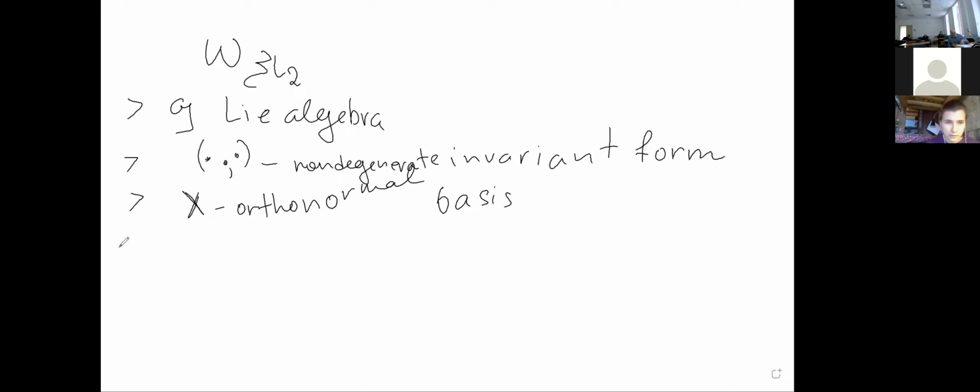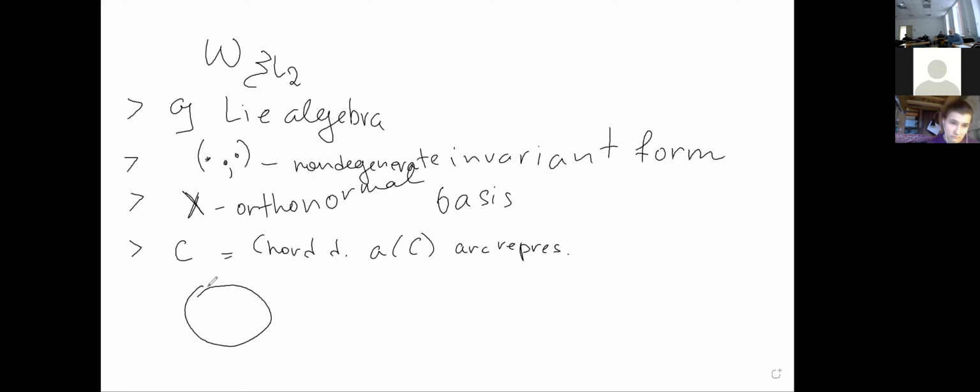And then let C be a chord diagram. And let A of C be its arc representation. And I will give an example immediately. We have such a chord diagram. Something easy.